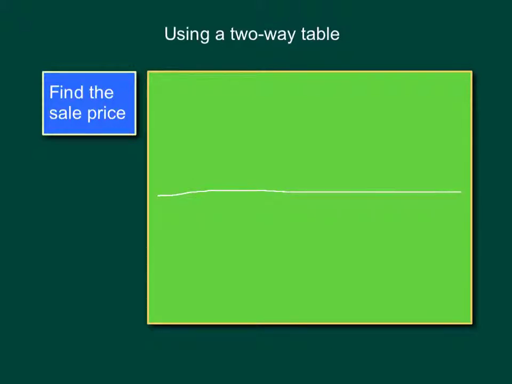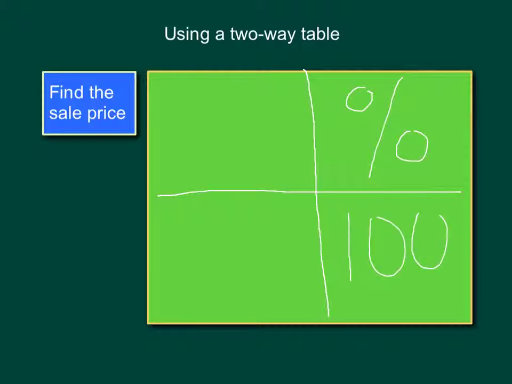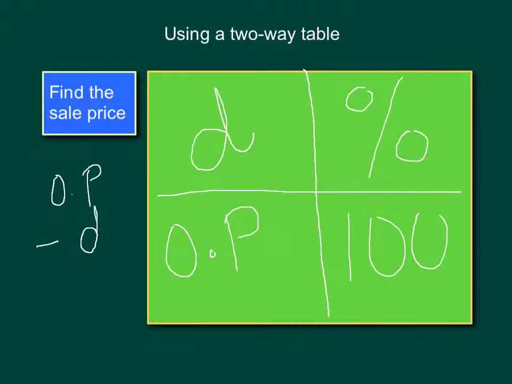So it's a T-chart just like that. And what you do is you put whatever the percent number they give you up in the upper right-hand corner, and you put that over 100. And then, since in this example we're dealing with finding a sale price, you want the discount to be there and the original price, so we'll call that OP, down in the bottom corner. And then what you do is you take that original price and you subtract the discount, and that gives you the sale price. So there's a bit of a process.